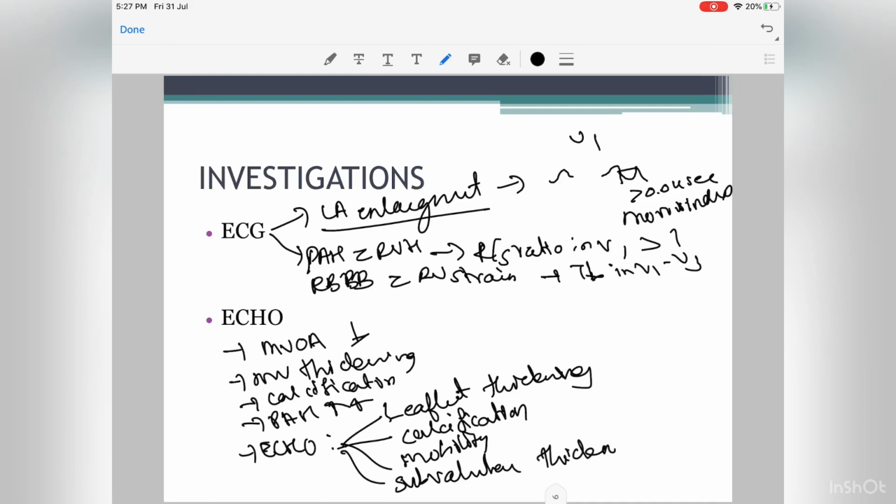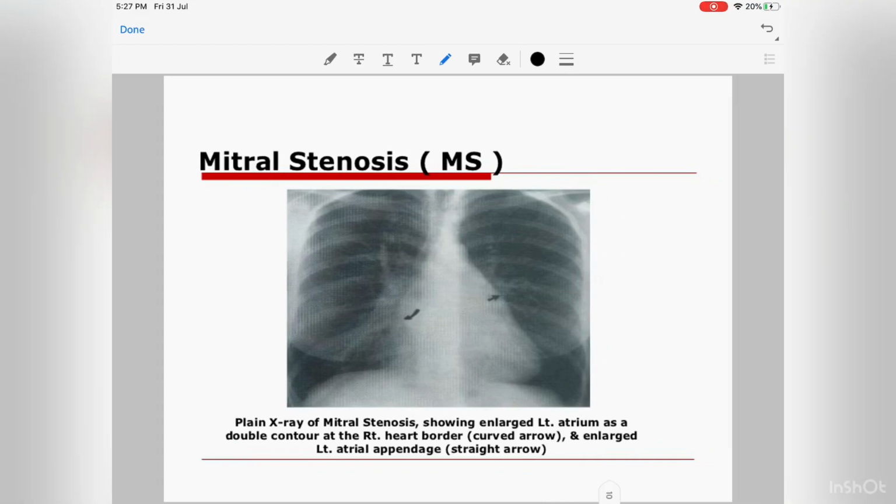These things are important to decide about surgery, which we will discuss during the treatment. Next, on chest X-ray, because left atrial enlargement is present with enlargement of the left atrial appendage, the left border, which is usually not straight, becomes straight. That straightening of the left border of the heart is a sign of MS.